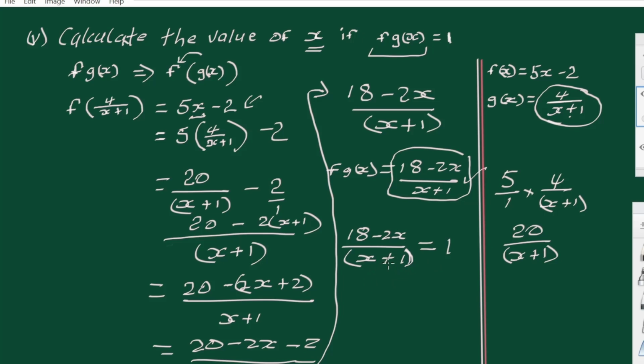So it basically comes down to an equation where you have to solve for x. Now we'll multiply both sides by x plus 1. So 1 multiplied by x plus 1. So we have 18 minus 2x equals x plus 1. Now we need to get x on one side and everything else on the other side. So I'm going to minus the 18 on both sides. This gives me negative 2x equals x plus 1 minus 18.